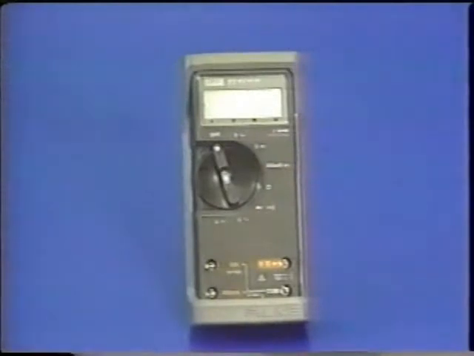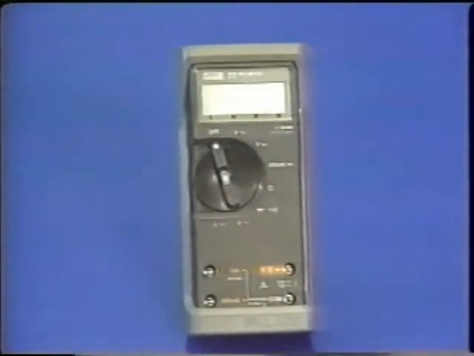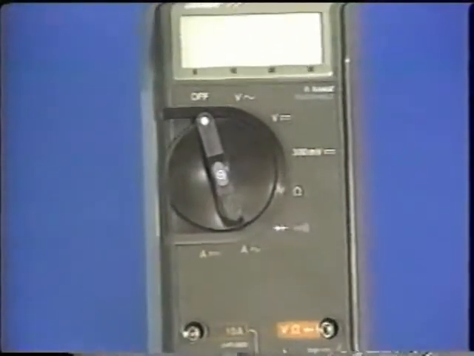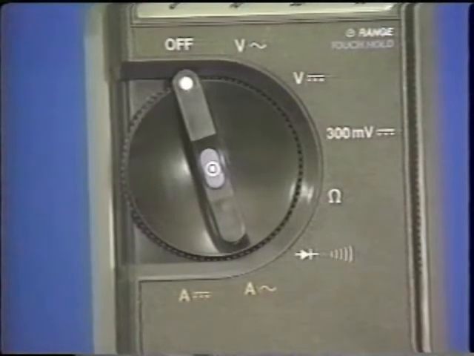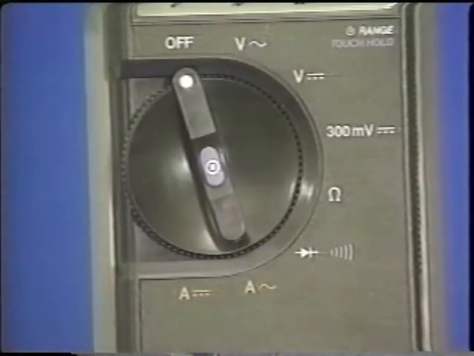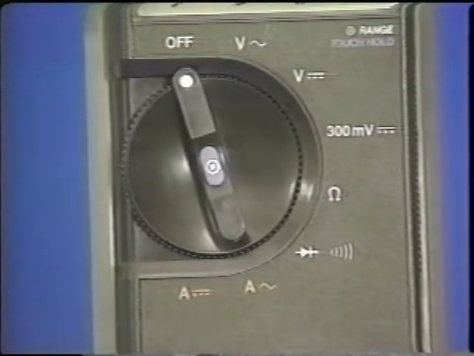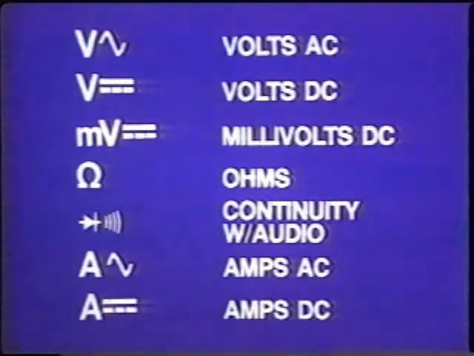Now, let's set up a digital multimeter to perform resistance measurements. The rotary switch on this digital multimeter combines many of the settings of the function and range switches used on the analog multimeter. This switch uses symbols called icons to represent the various functions. These are the icons found on the digital multimeter.